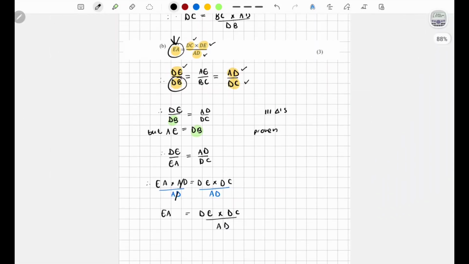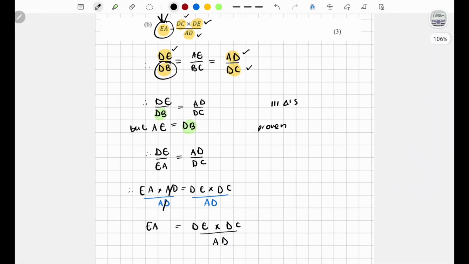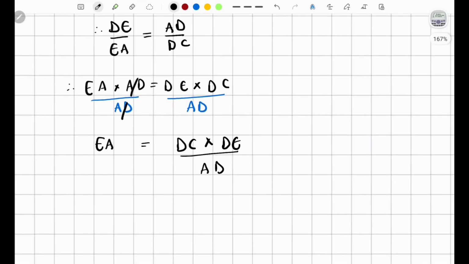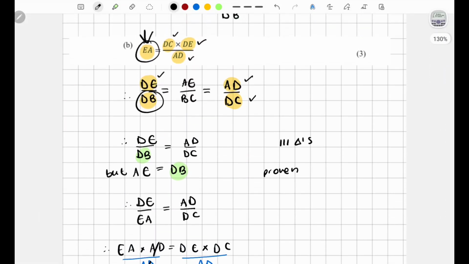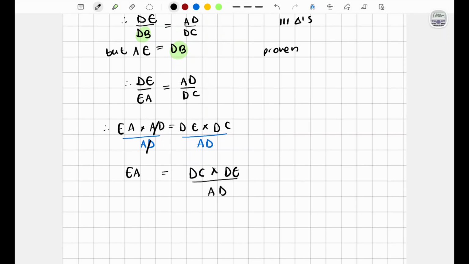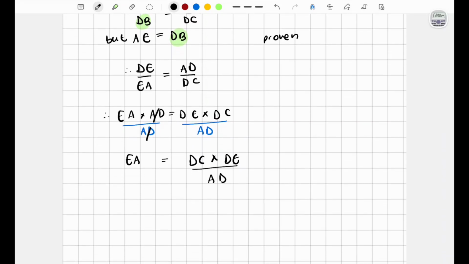We can compare that to what they have. Do you see that? We have exactly what they have, just our DC is before our DA. You can, if you like, put it in that same order, so you can put the DC first, multiplied by the DE. Okay, so they're just playing around with these lengths. So that is also for 3 marks. Okay, moving on to the next question.